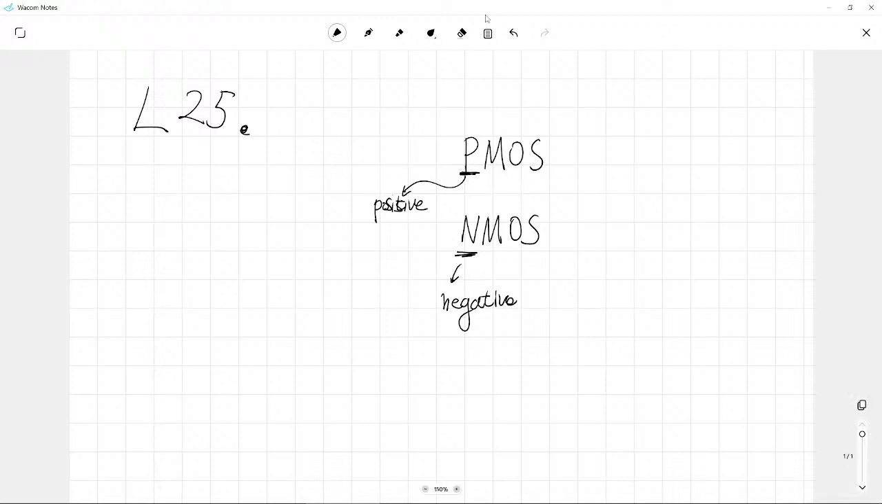So positive means that the carriers are holes. So holes are moving inside this transistor, and since electrons and holes have opposite charges, the reaction of our carriers with respect to a certain voltage is actually the opposite. For example, when we have an NMOS and a PMOS, and we apply a high gate bias voltage, sufficiently larger than 0, then what will happen?